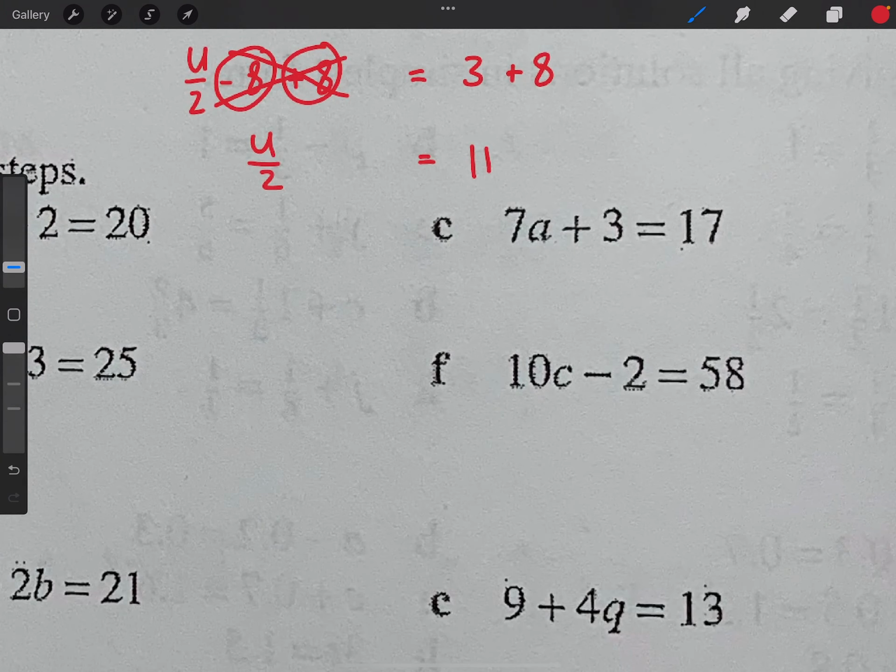Now, something divided by 2 is equal to 11. So how do we get rid of that 2? We just want the u. We don't want the bottom 2 there. To get rid of it, we must multiply by 2. That's the inverse. When you divide, the inverse will be times, so you times it by 2. Times this side by 2, and this will cancel out. You get u is equal to 22, and that's your answer.